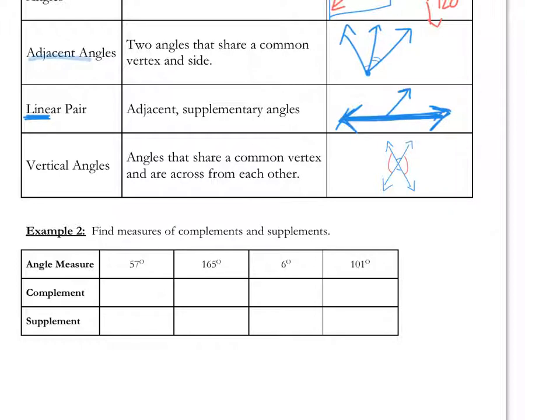So we could fill this chart out. Let's do one of them together, and then you can fill out the rest on your own. A complement, remember, adds up to 90. So you take 90 and subtract 57, and I get 33. So those two, 57 and 33, add up to 90. For the supplement, you take 180 and subtract 57 to get 123, because 57 plus 123 gives you 180. And that's what a supplement is. So see if you can figure out the rest, and then we'll talk about them after.